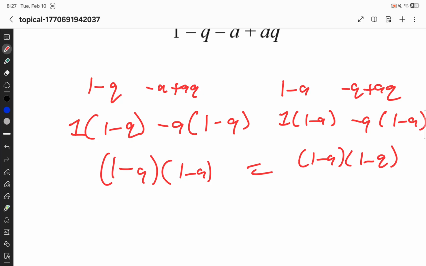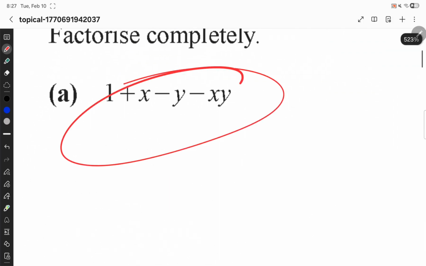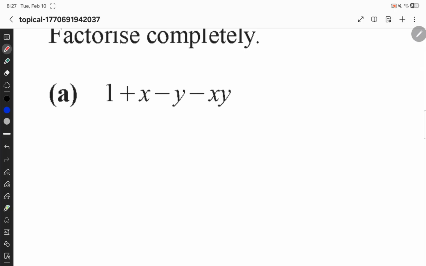Moving on, another example. Here we can group upon x or upon y. I'll group upon x because that's easier.